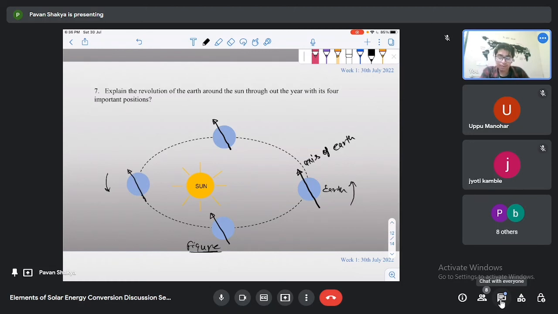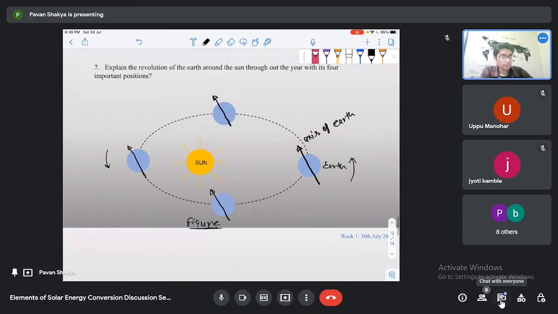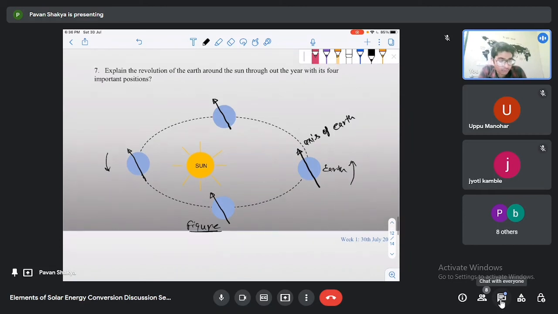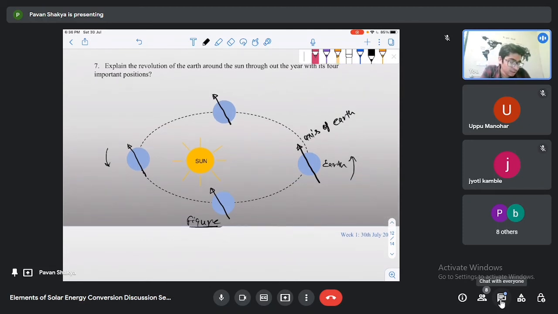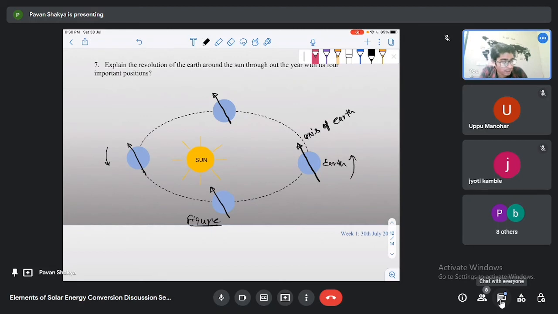Okay, then from here we can see that if we take this position as the most right side, then the north pole is tilted towards the sun. Thus in the southern side there will be cold. So there will be summer at this time. What will be the time for this? I will say that it will be 21st June, and it is called the summer solstice.